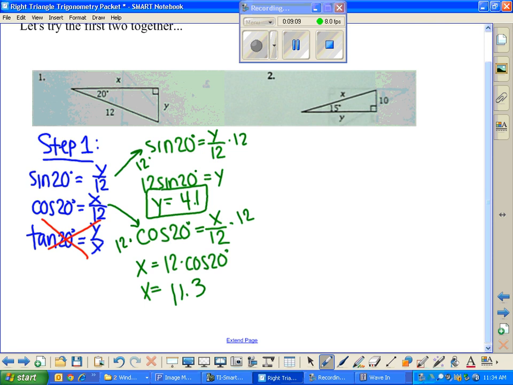I want to make sure, because I don't think the algebra is tricky. I just want to make sure we're typing in the calculator correctly too. Do we all see how we got x and y?